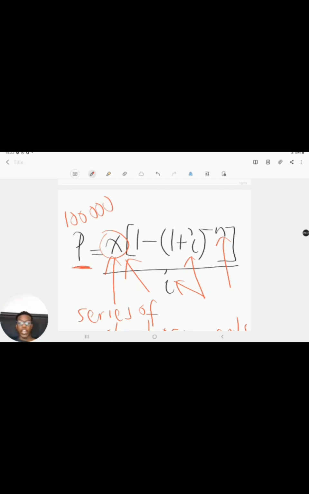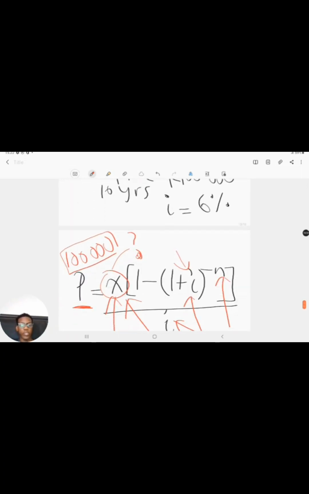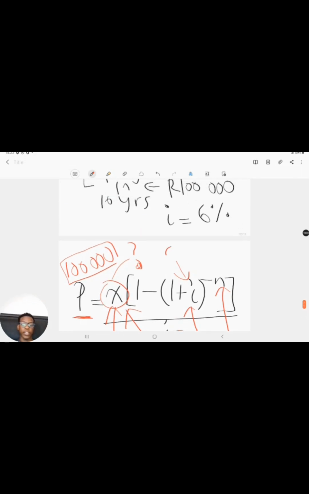P is 100,000. X is what we want to find out: how much would you have to pay per year to make sure that by the end of the payment period, you pay them at least the equivalent of the money they gave you. I is the interest rate, and we said we are looking at an interest rate of 6%. So I is 6% and N is 10 years.